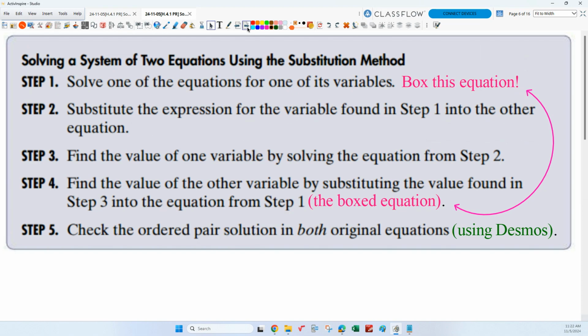I don't really want to focus too much on the steps. We'll just look at some examples, and this will all come back to you. So we're going to solve one of the equations for one of its variables, which really just means, step one is we're just going to isolate a variable in one of the equations. As soon as we do that, we're immediately going to put a box around it because we're coming back to it. That's what we call our substitution equation, and we're coming back to it. That might seem really elementary, but it's important.